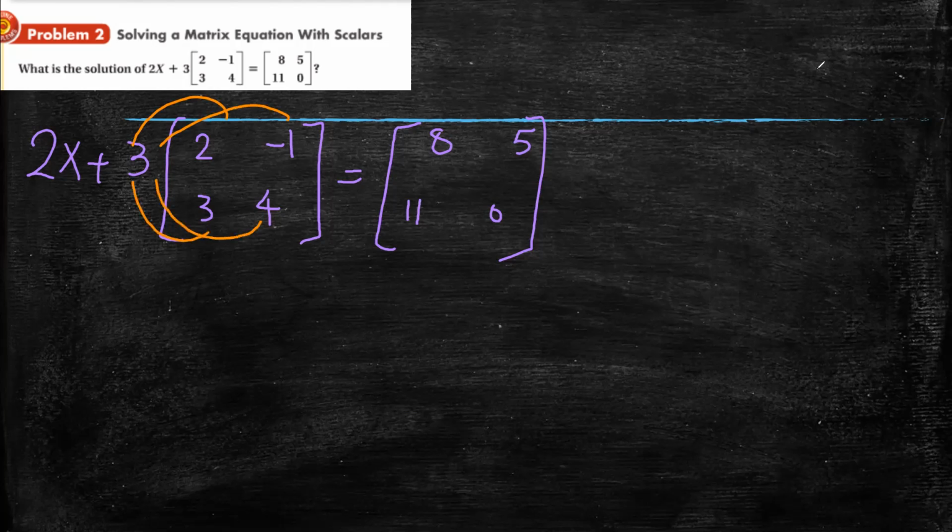Teacher, you won't also multiply the 2x, like the distributive property? No. If it is like this, with a bracket, you will use the distributive property. But see here, only 3 is multiplied by this matrix. Okay, teacher.